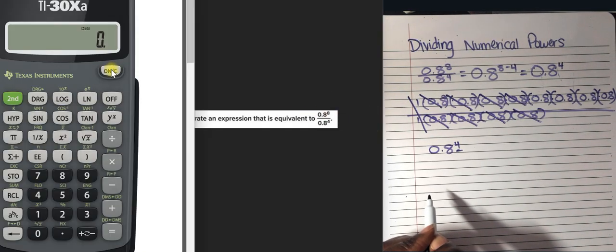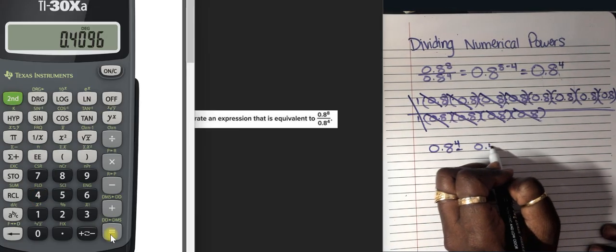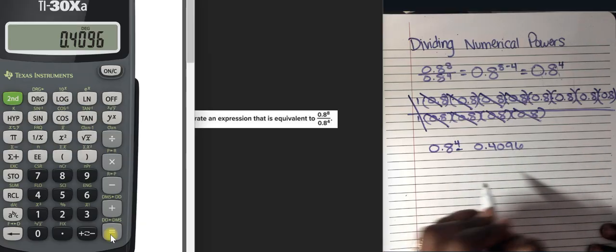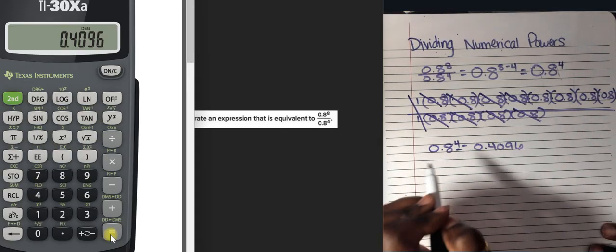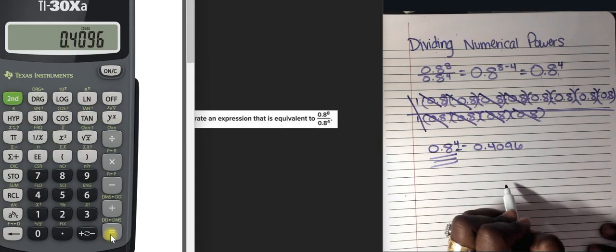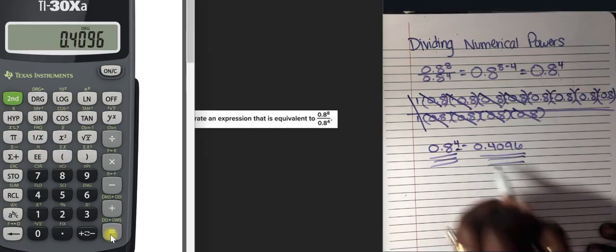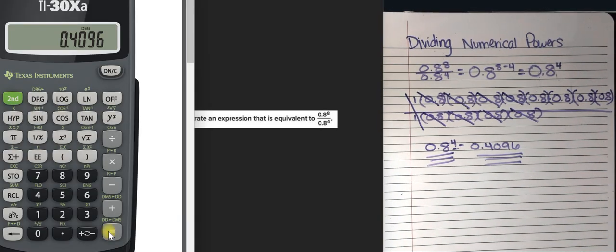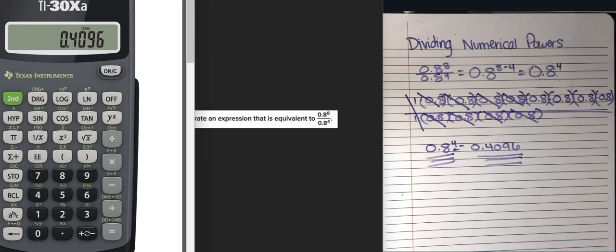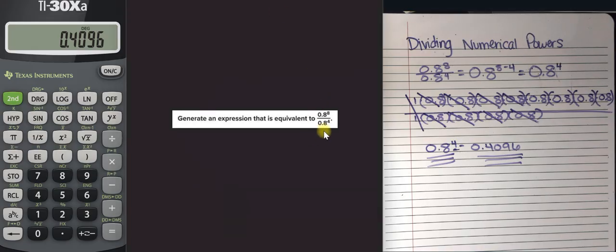So in this case, we can just plug in 0.8. Remember, y to the x means exponent, and we plug in the 4, and that will give us 0.4096. So that is also the answer. We can write it as 0.8 to the fourth power, or we can go on and solve for it, and it would be 0.4096. Either one of those is an equivalent expression to this one here.